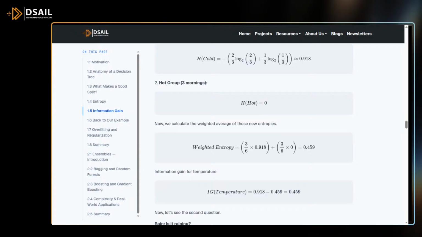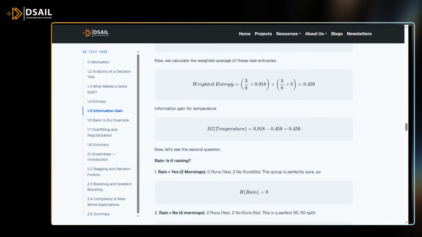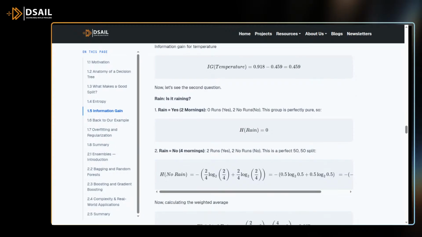So we had the question of do we run or do we not run? And we got an entropy of 0.918. Now we have decided, let's ask our questions on the basis of temperature. If the temperature is hot, what's the entropy of whether we'll run or not? If the temperature is cold, what's the entropy of that? Then we get the total entropy after splitting, which is 0.459.